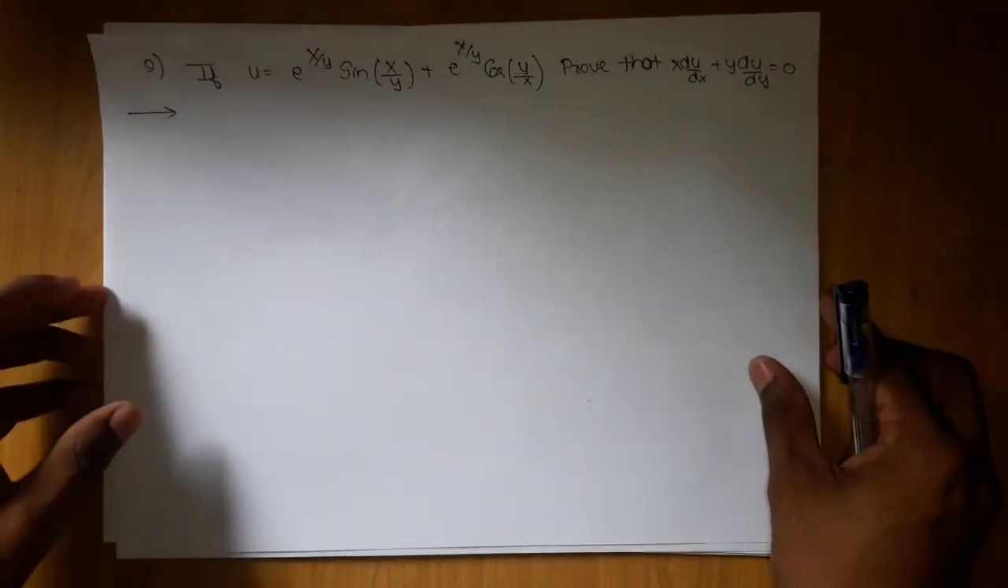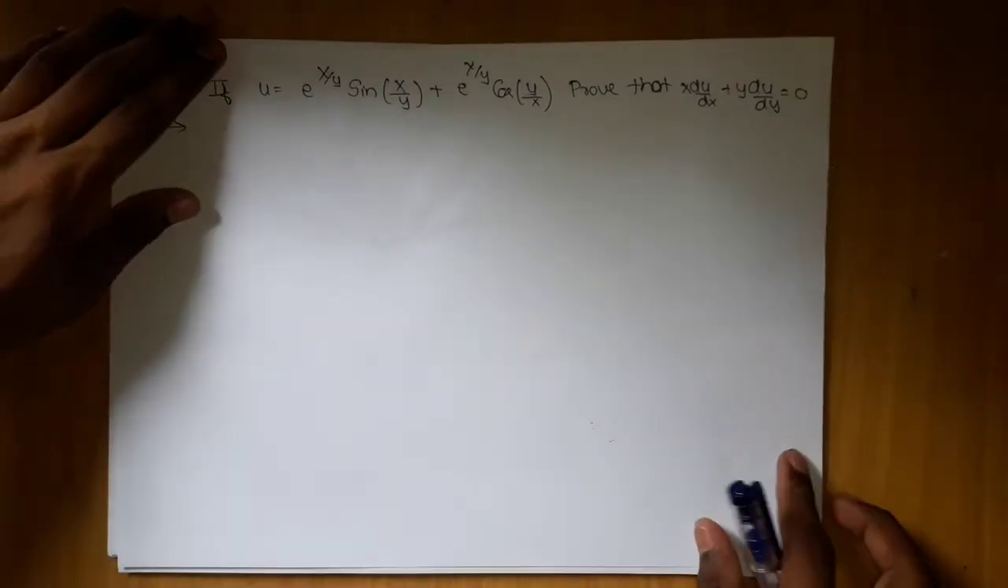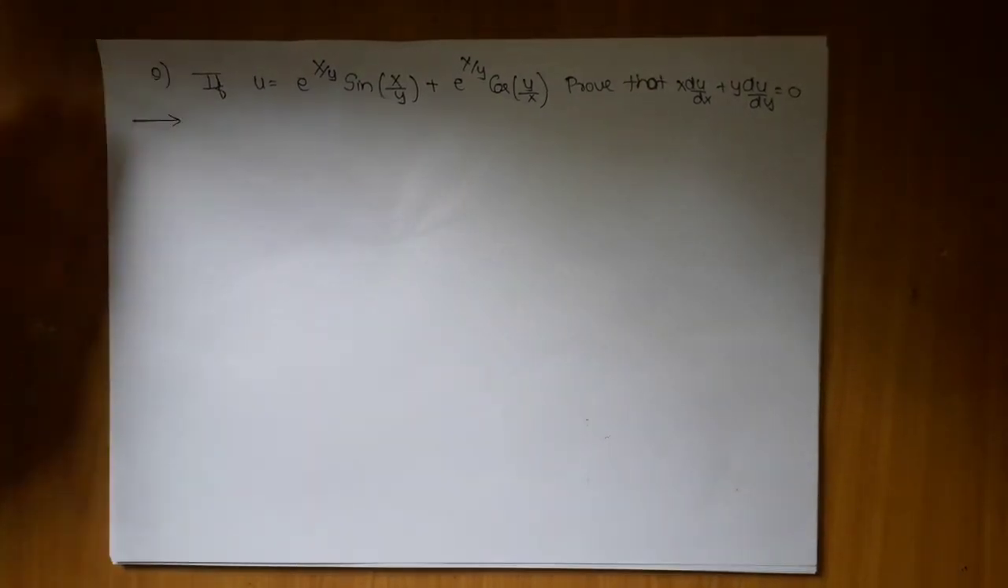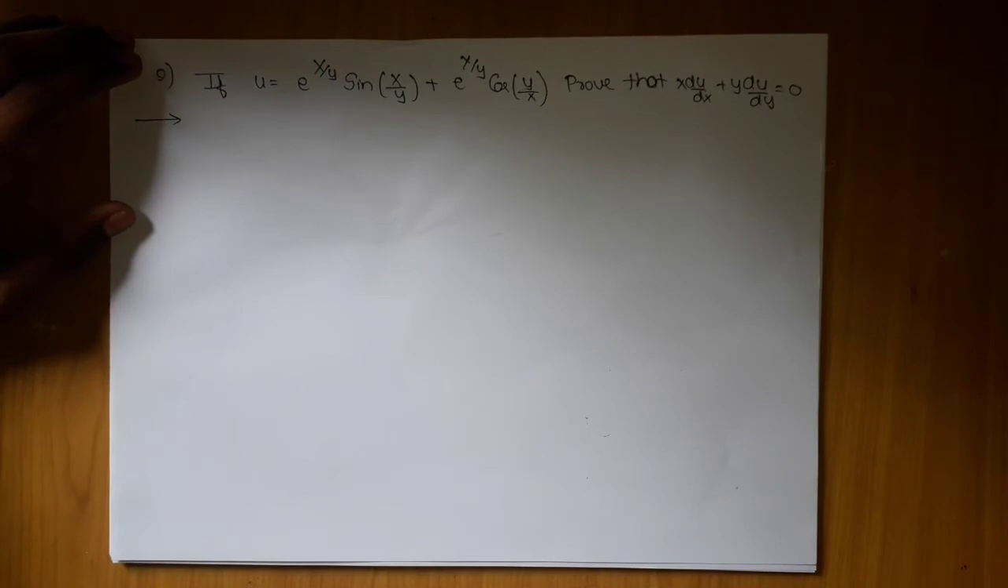The first question which we are going to take is this question. The page is a little torn up, sorry for that. The question says, if u equals e power x by y sin x by y plus e power x by y cos y by x, prove that x dou u by dou x plus y dou u by dou y.